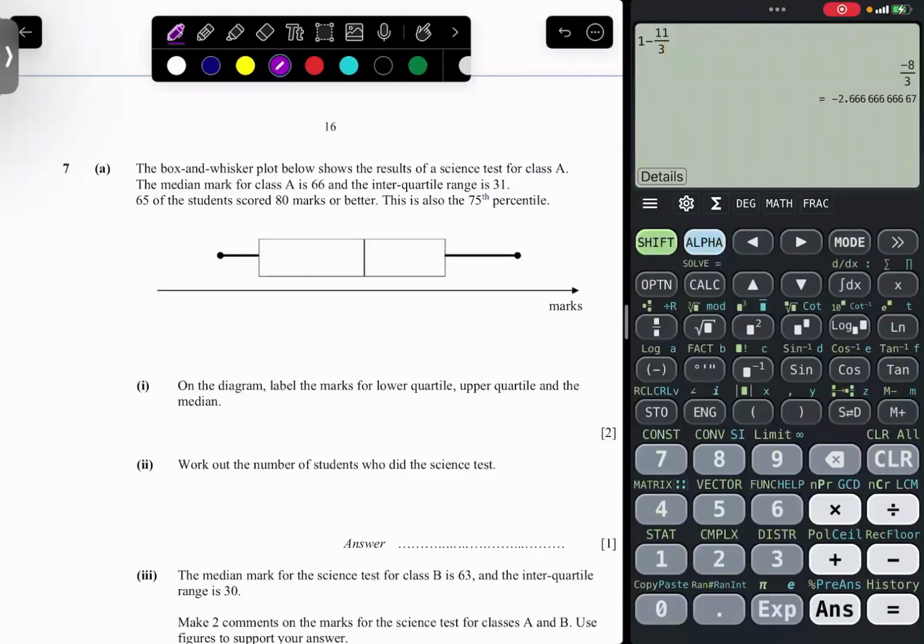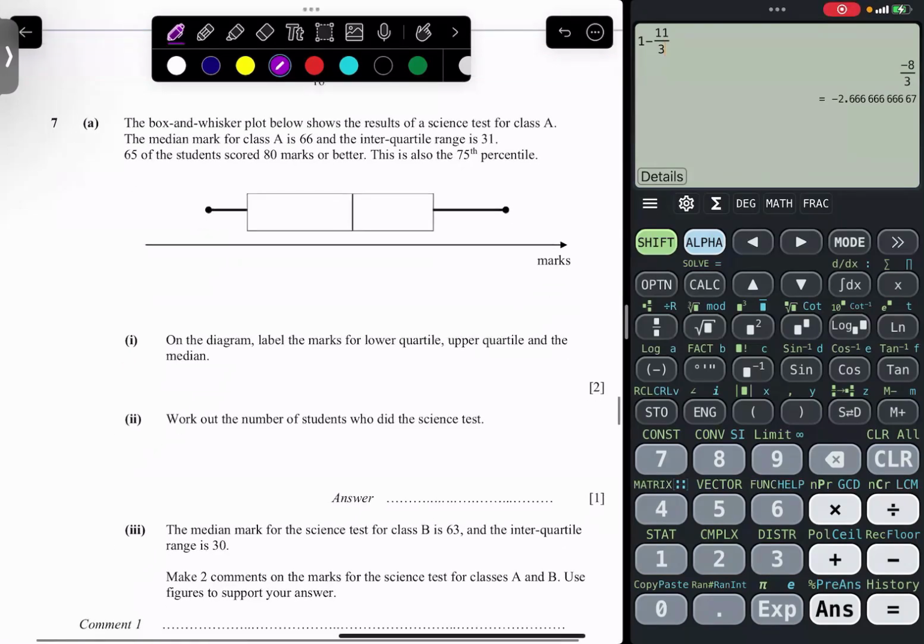Okay. The box and whisker plot below shows the result of a science test for Class A. The median mark of Class A is 66, interquartile range is 31. 65 of the students got 80 marks or better. This is also the 75th percentile. On the diagram below, label the marks for the lower quartile, upper quartile, and the median.